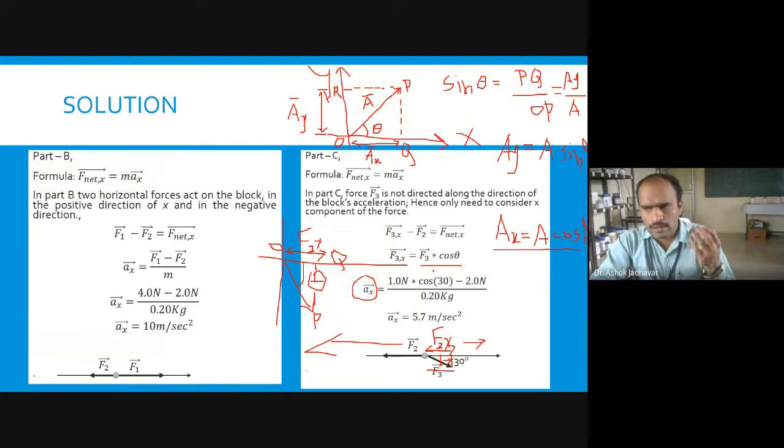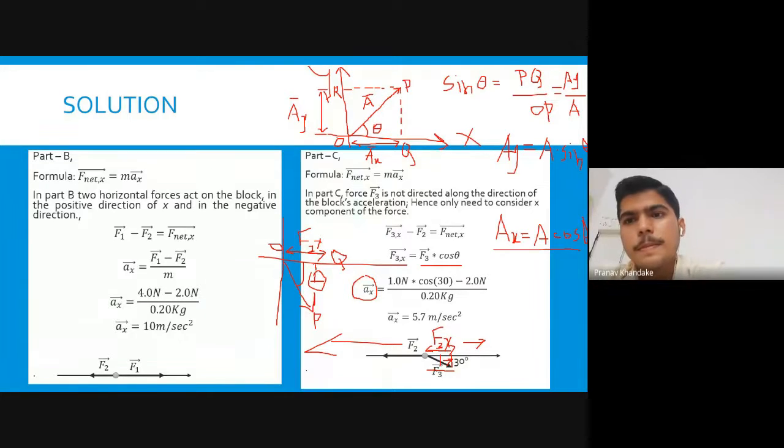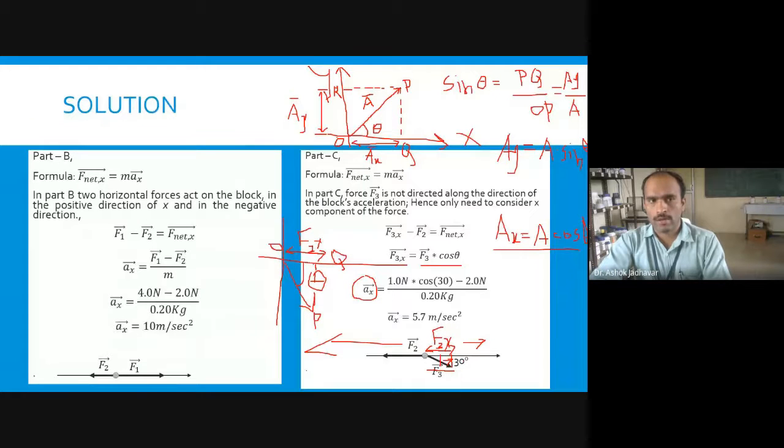So you just try to calculate the answer, then you will realize that 1 Newton into cos of theta. Tell me, what is the answer? 1 Newton into cos of theta, cos of 30 is √3/2, or you can just find out its more precise answer. Correct? Sorry, theta in degrees. That answer will be 0.86.